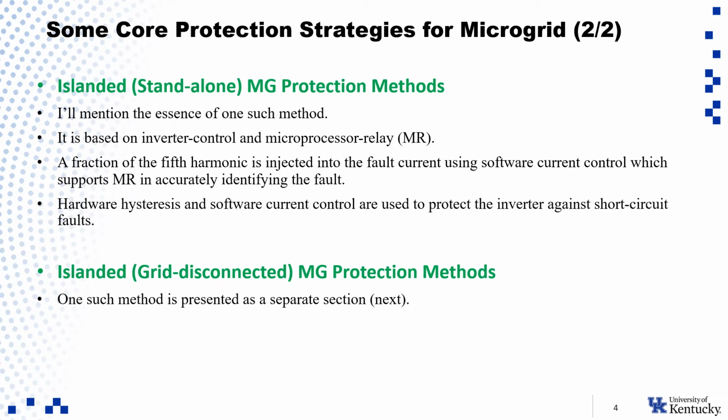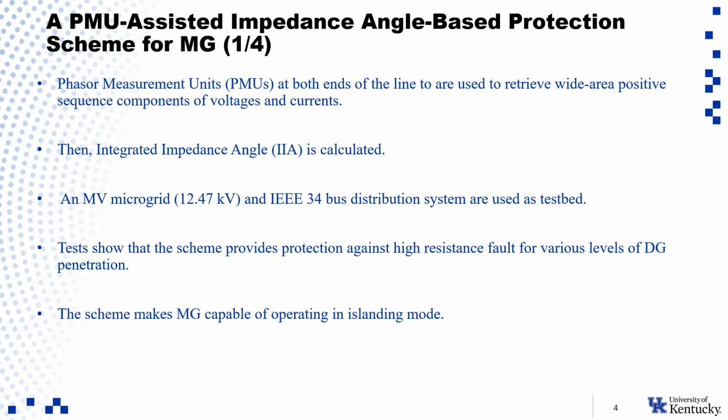Next, a microgrid can also operate in islanded mode when it is, say, disconnected from the grid. One such method is presented in detail in the next section. Okay, so here is the next section: a phasor measurement unit, or PMU, assisted impedance angle based protection scheme for microgrid.